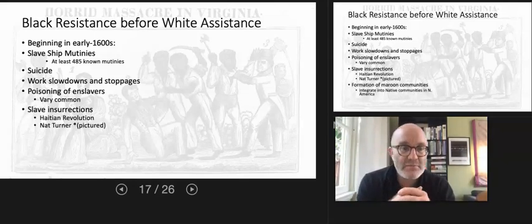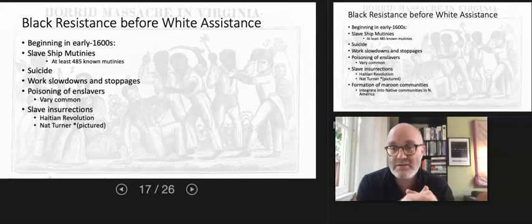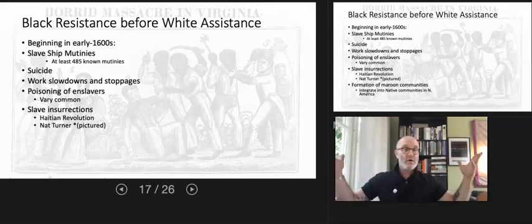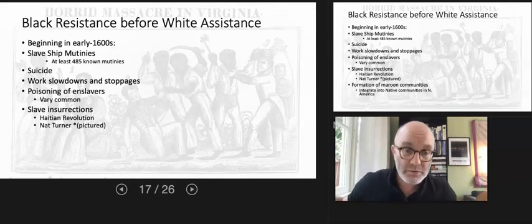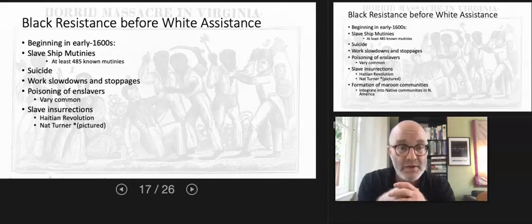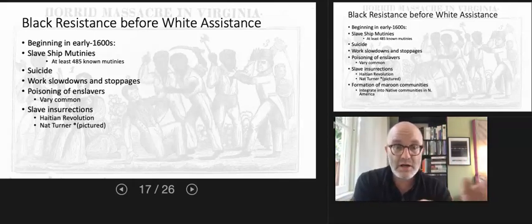Slave insurrections are the most famous. In the background here, this image is of the Nat Turner insurrection in the 1830s in Virginia. The Haitian Revolution, of course, is the most famous, the most successful slave insurrection in history. Enslaved people rise up and create a new independent Black nation. And in their constitution, they say that anyone who is Black anywhere in the world can come to Haiti and be a citizen, whether enslaved people in the Caribbean or North America, or people from Africa.